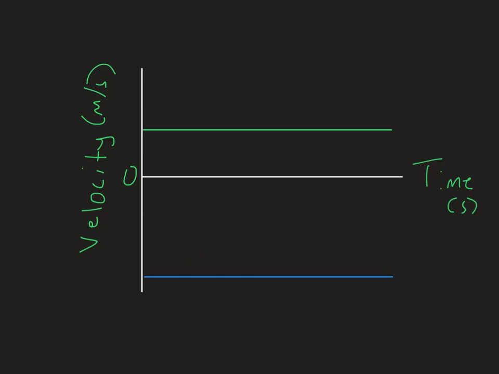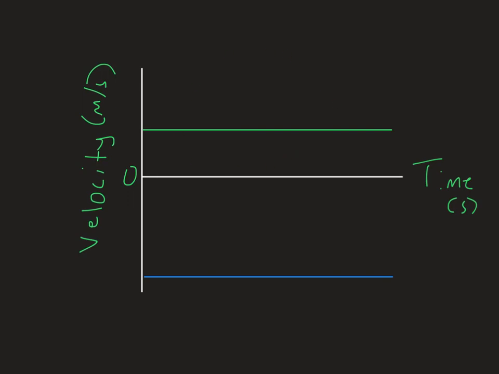I have no idea what their positions are, and I don't care to know what their positions are. It does not matter to me. I can't get that information off of this graph. All right? But if this object is moving to the left, we can tell that because it's down below my x-axis. Here the velocity is positive, so it's moving to the right.